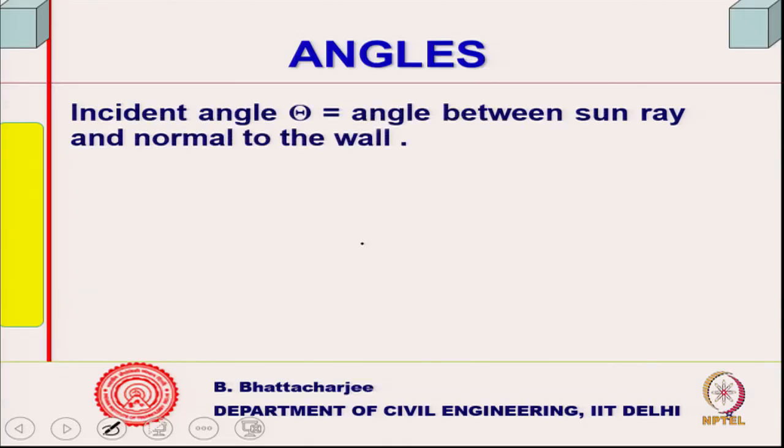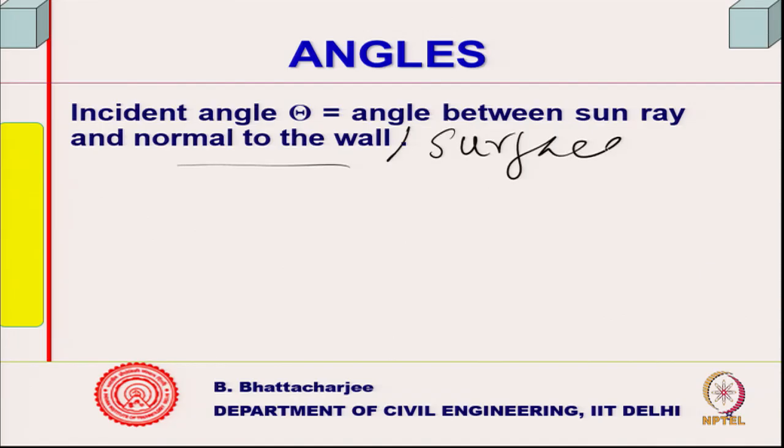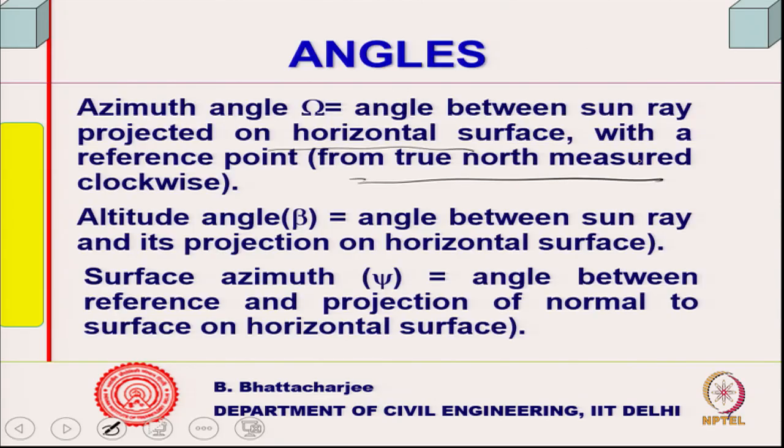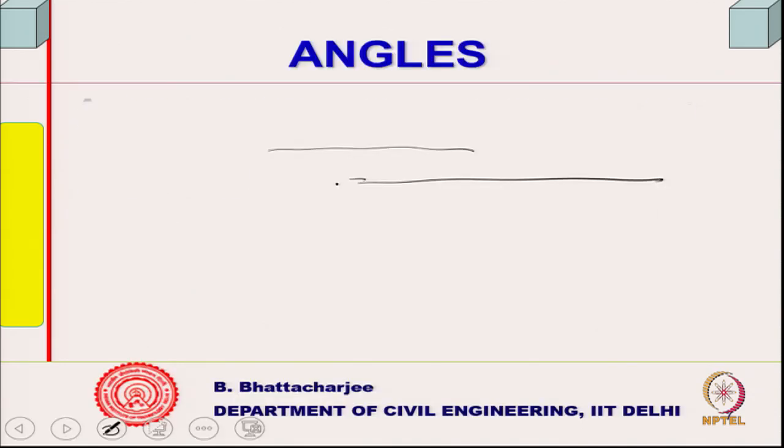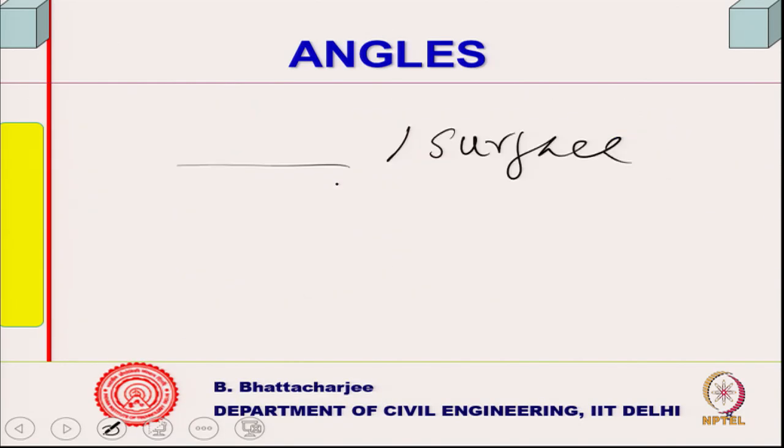Then we define the incident angle. The incident angle is the angle between the sun ray and the normal to the wall or surface. If you see this, this is what I defined: the angle between the normal to the surface and the sun ray. That is the incident angle.